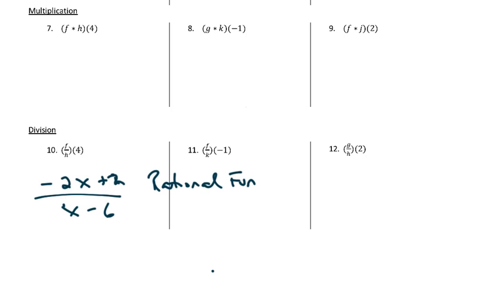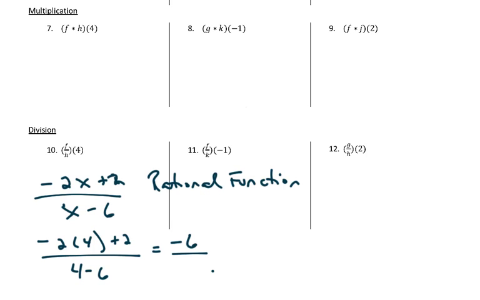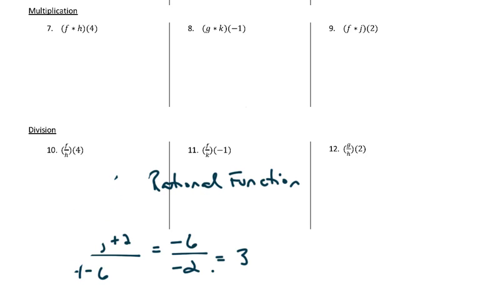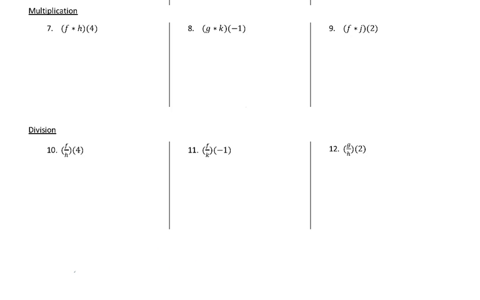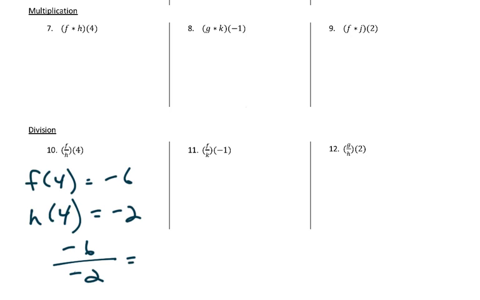Rational function is simply a quotient. I've got one function on top of another function. And so if I plugged 4 into that, I would get negative 2 times 4 plus 2 over 4 minus 6, which is negative 6 over 4 minus 6 is negative 2, which equals 3. Okay, so that answer is 3, but I can certainly find it by plugging in. And that's what I'll do also. F of 4, we already know that f of 4 is negative 6. H of 4, we already know that h of 4 is negative 2. Negative 6 over negative 2 equals 3.